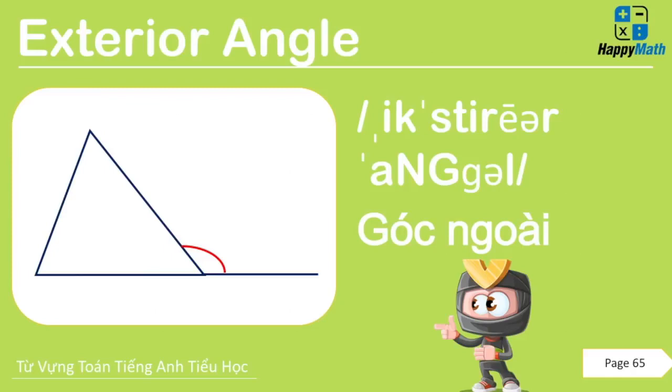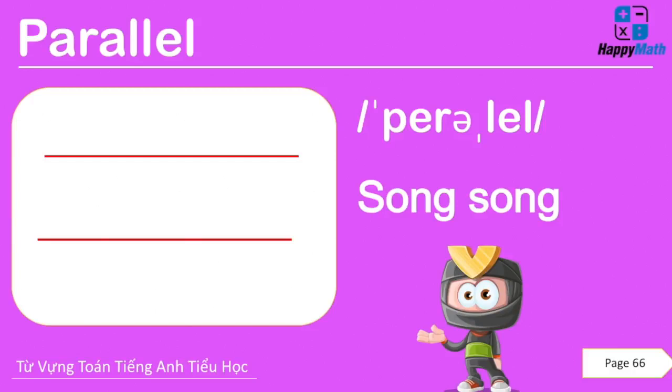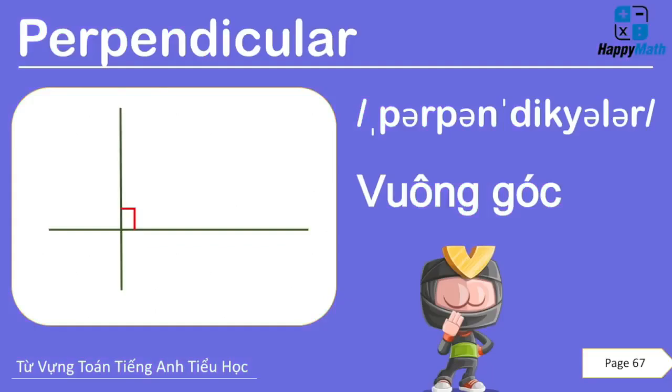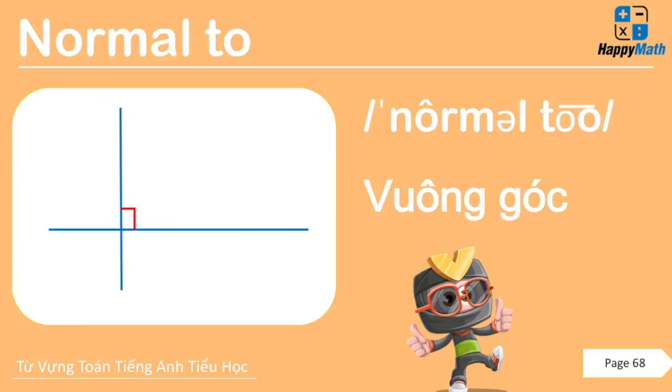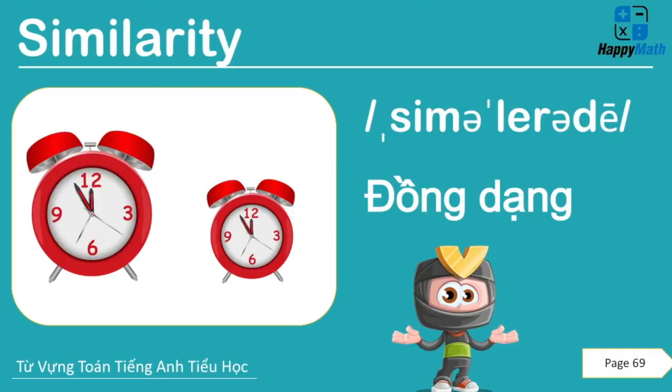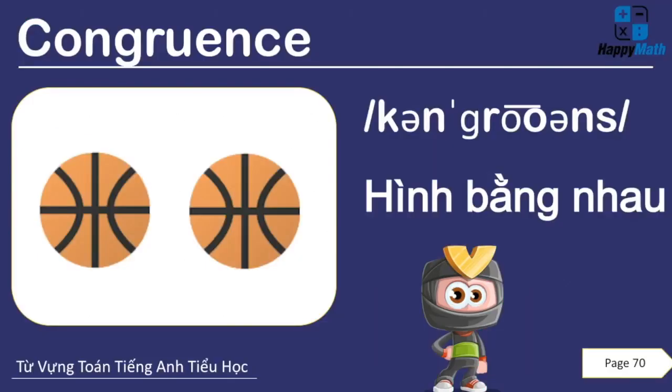Exterior angles. Parallel. Perpendicular. You make a right angle together between two lines. Normal is another way of saying perpendicular. Similarity. Congruent.